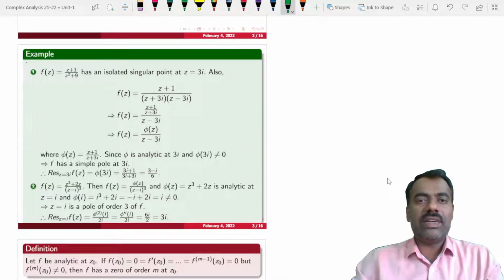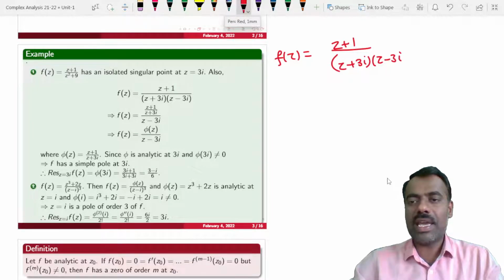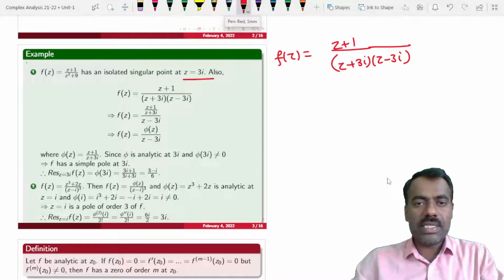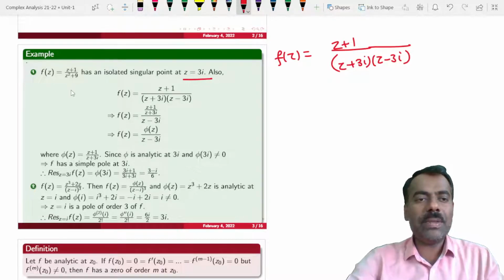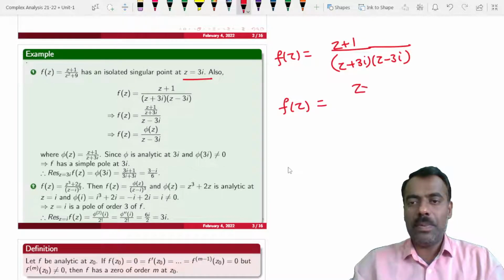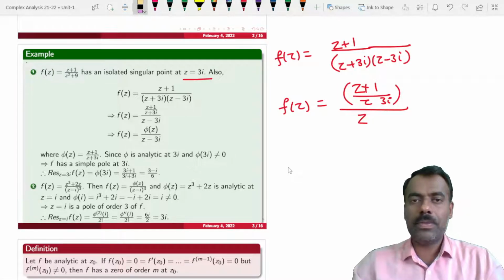Let's quickly see one example. f of z is equal to z plus 1 by z square plus 9. So this you can write as z plus 3i into z minus 3i. So 3i and minus 3i are two isolated singularities. Consider z is equal to 3i. Now we can write this f of z as z plus 1 by z plus 3i, divided by z minus 3i.